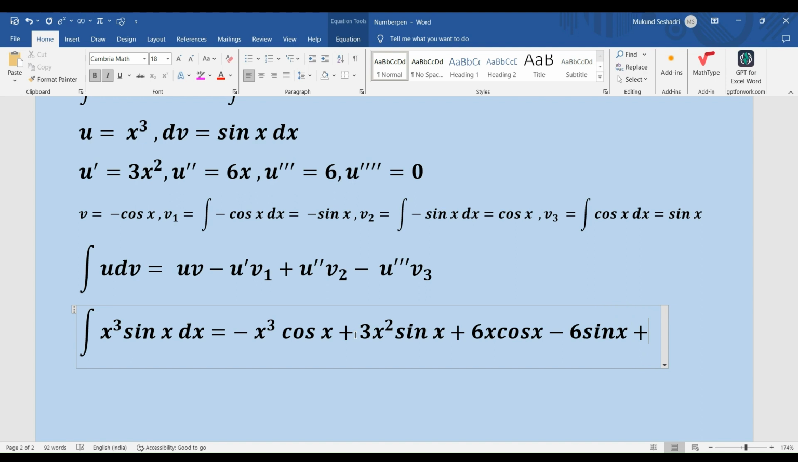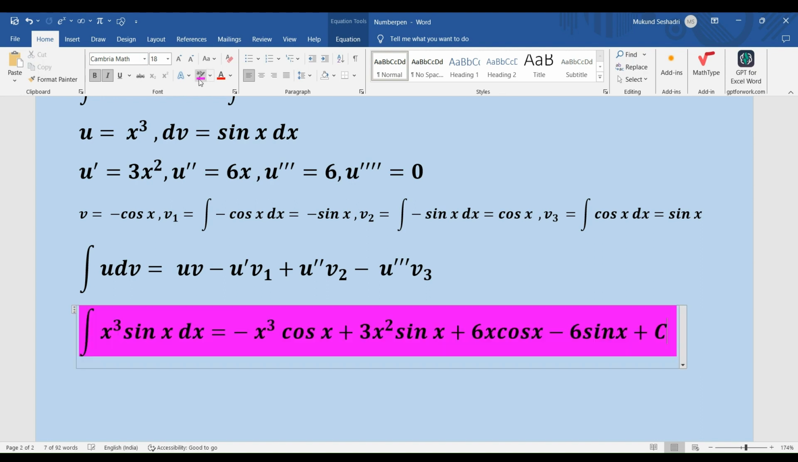And then finally we bring in our constant, right? So the answer to this particular problem is minus x cubed times cos x plus 3x squared sine x plus 6x cos x minus 6 sine x plus c. Let me highlight my final answer in pink.